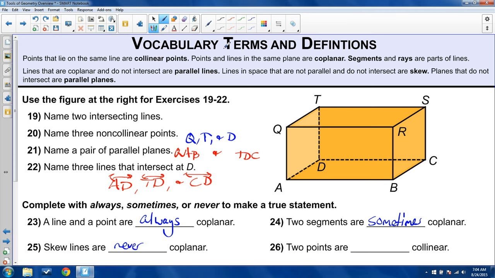Number 26: two points are blank collinear. Well, we just talked about that one. That one's also an axiom or postulate. This one's always true.